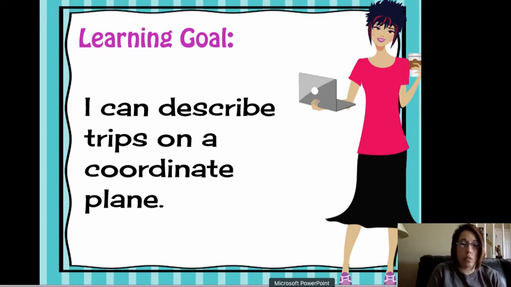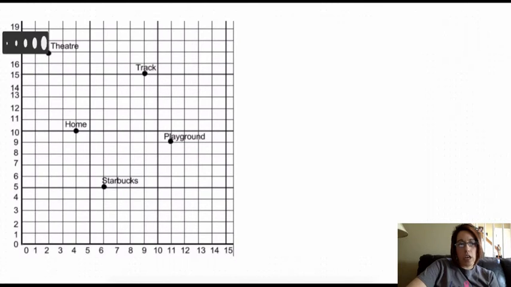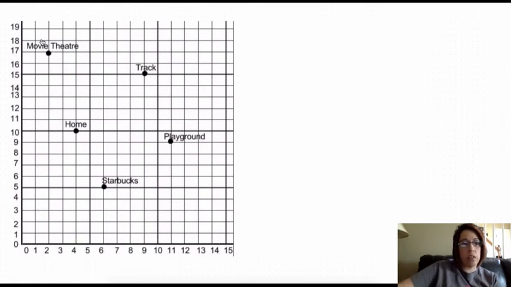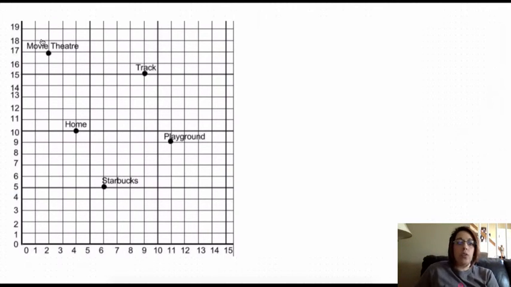So our goal in this relearning video is that I can describe trips on a coordinate plane. We're going to start with this coordinate plane and look at the work we do to describe different trips on this plane. For the first trip, we are going to go from home to Starbucks. You know that Starbucks is a place that I love to go. We first look at the coordinates of each place.